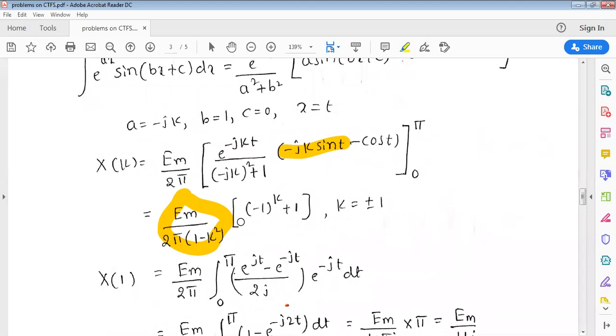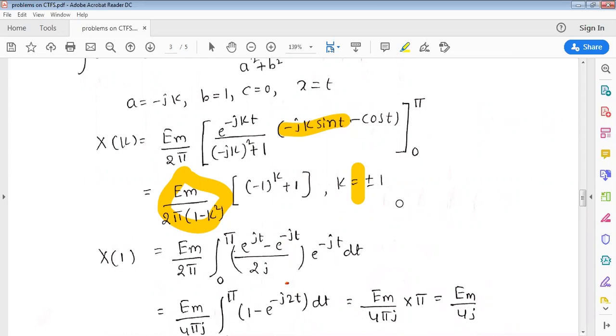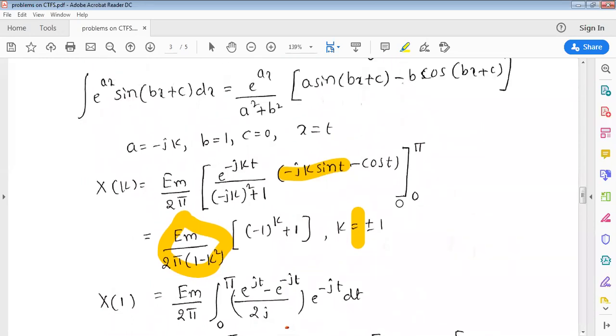Once you get this answer, remember one thing: when k becomes +1 or −1 in this equation, what happens? The denominator will become 0 and the expression will become infinity. Therefore, when you write the equation, put a condition that k is not equal to plus or minus 1. But what happens when k equals 1? You have to resolve the equation.